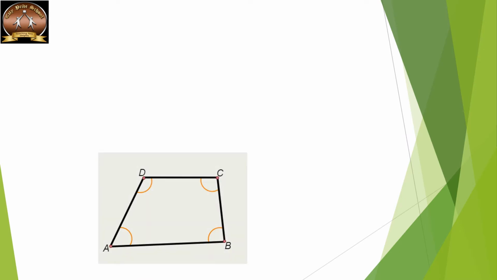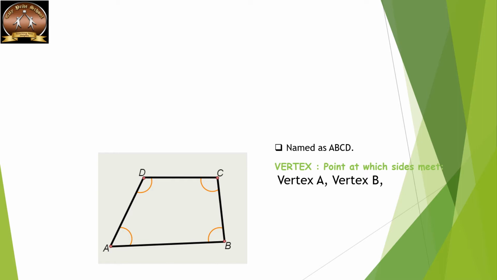Here is a quadrilateral ABCD. What are A, B, C and D? Yes, they are vertices, the points at which sides meet. So vertex A, vertex B, vertex C and vertex D are the vertices of this quadrilateral.